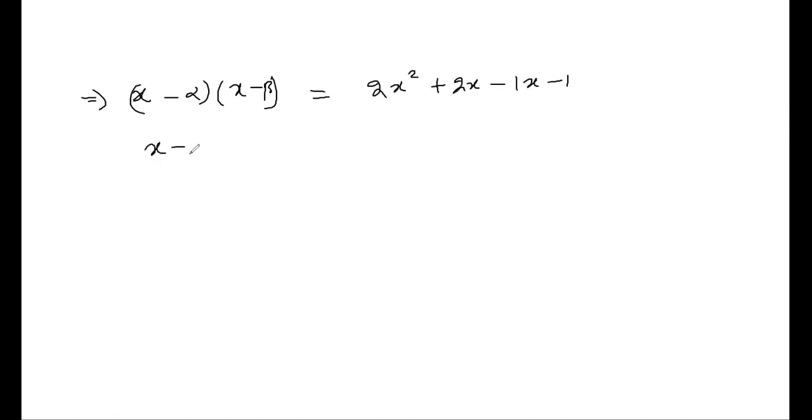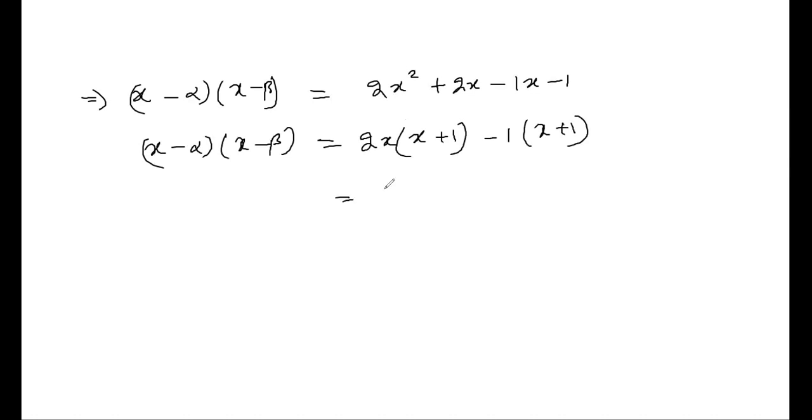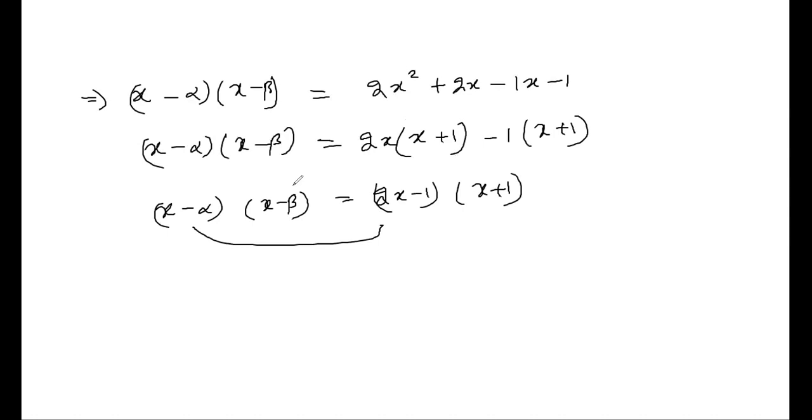So (x - alpha)(x - beta), and this becomes 2x common. So it will become x plus 1. और यहाँ पे 1 कॉमन ले लेंगे तो x plus 1 बच जाएगा, right? So (2x - 1) and here (x + 1). So (x - alpha)(x - beta). So let's equate with this. So we are equating here to here.